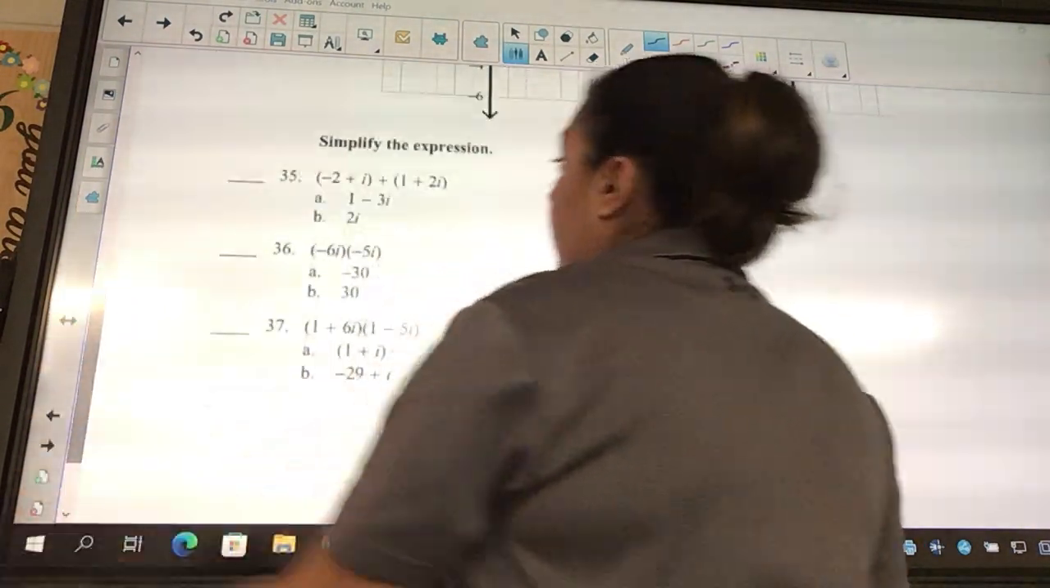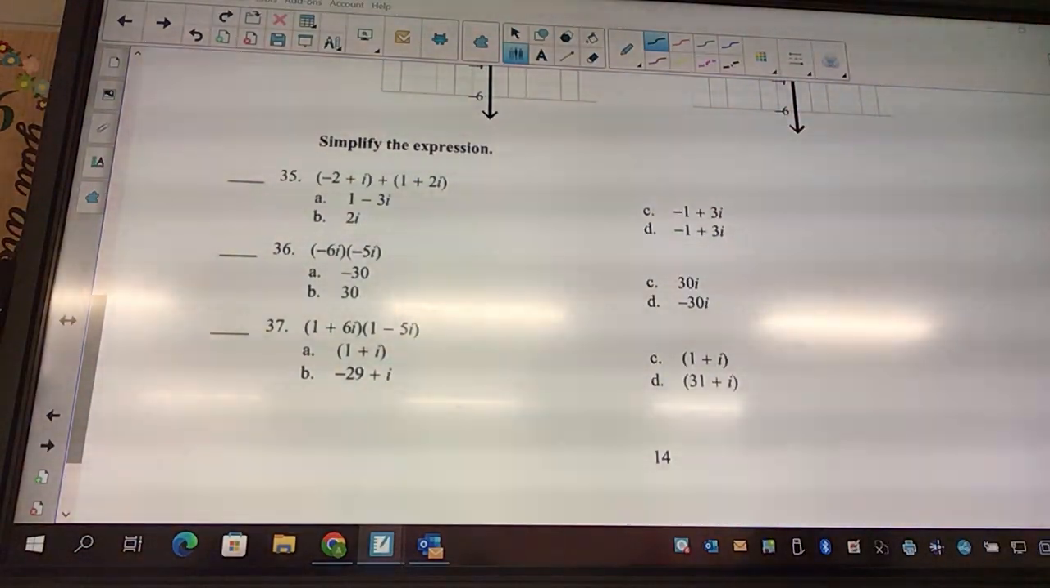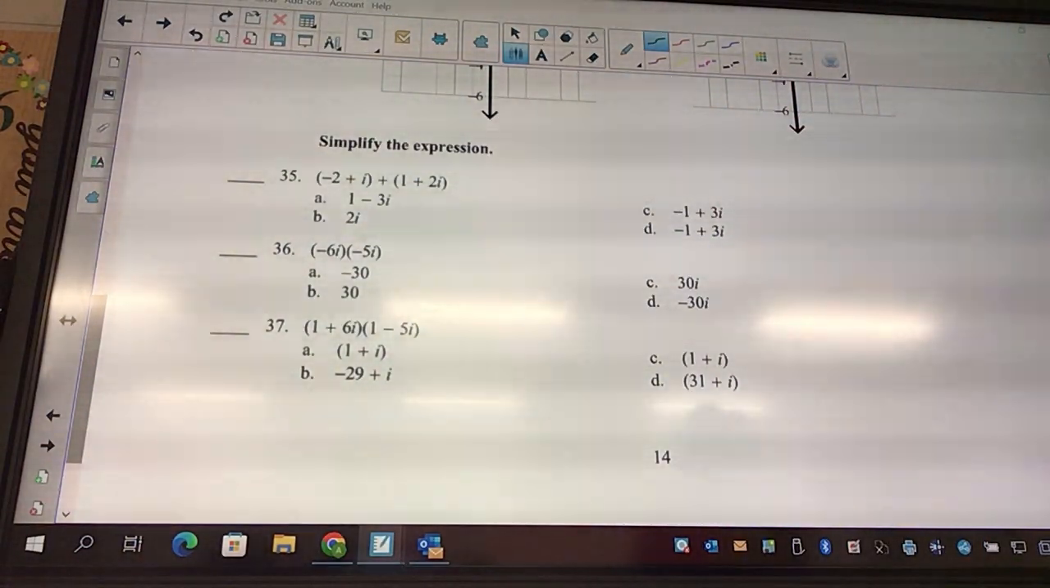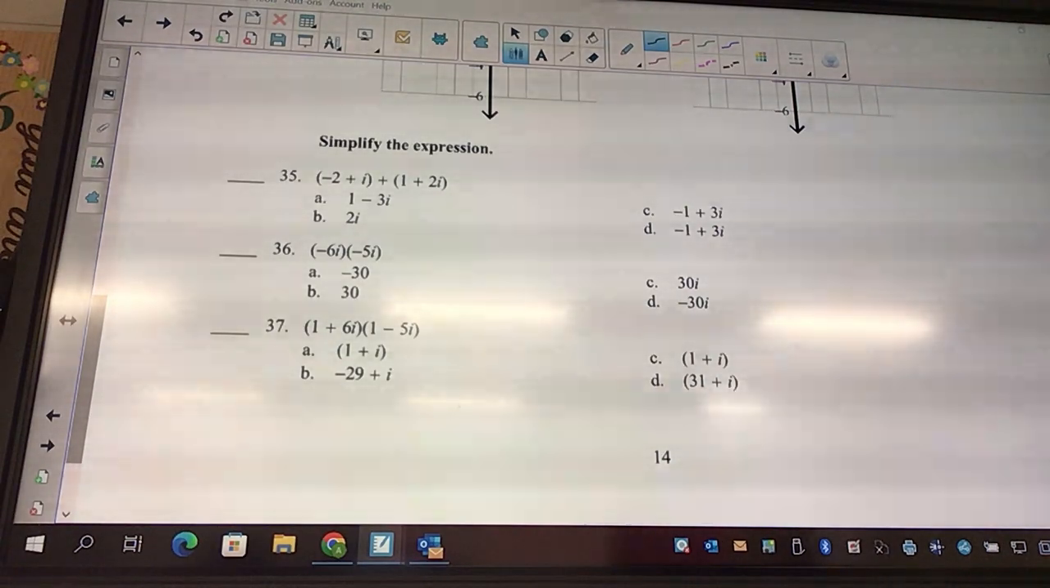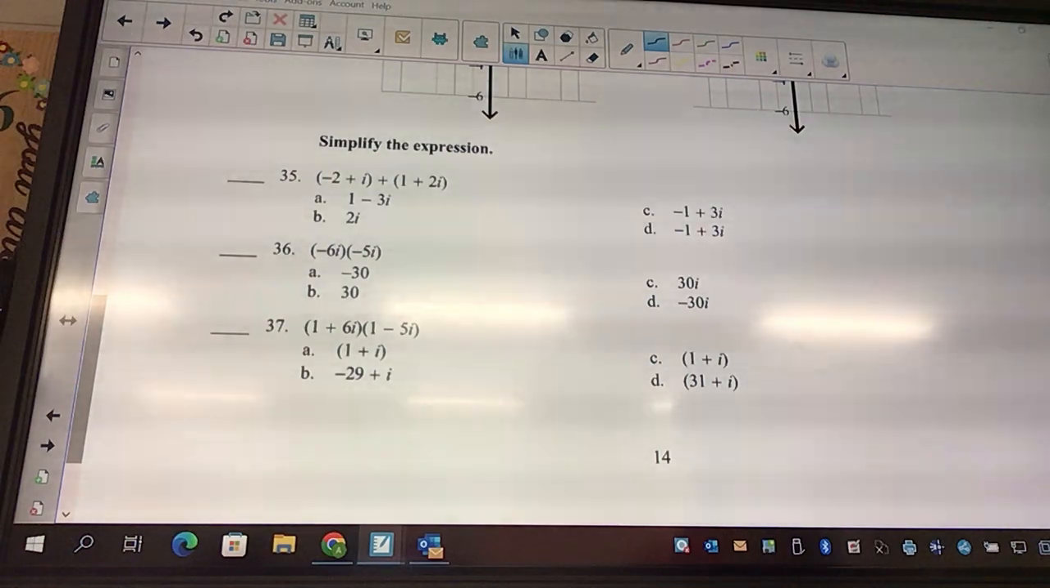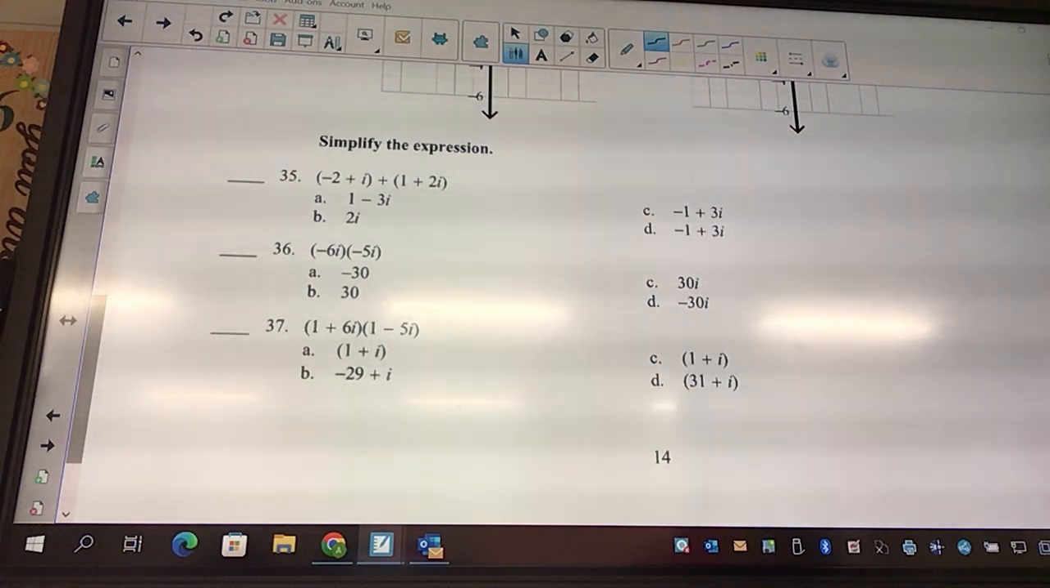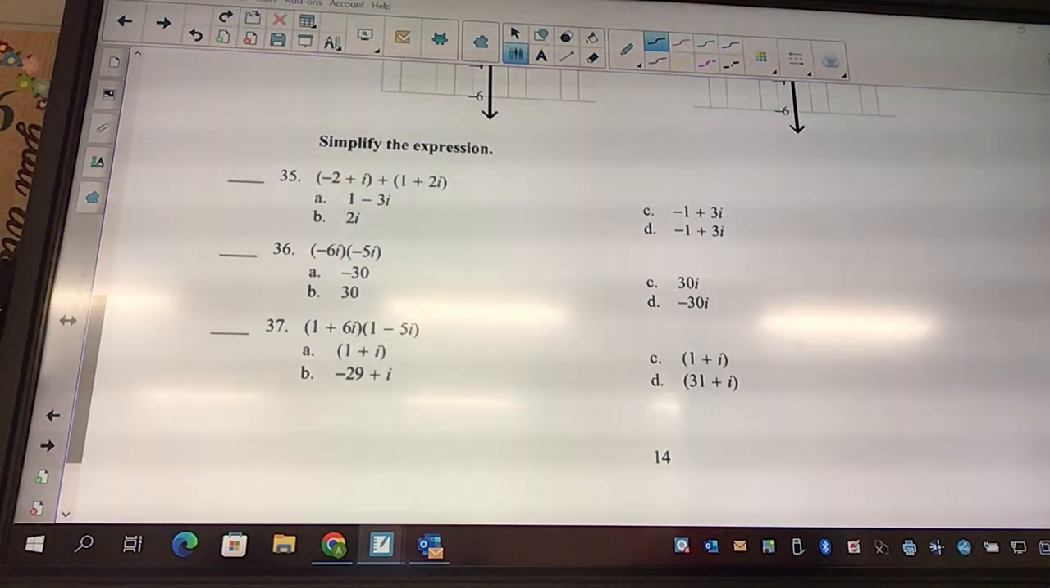Okay, simplify the expression. What does i stand for? Imaginary. Okay, what can we put together? What can we put together?